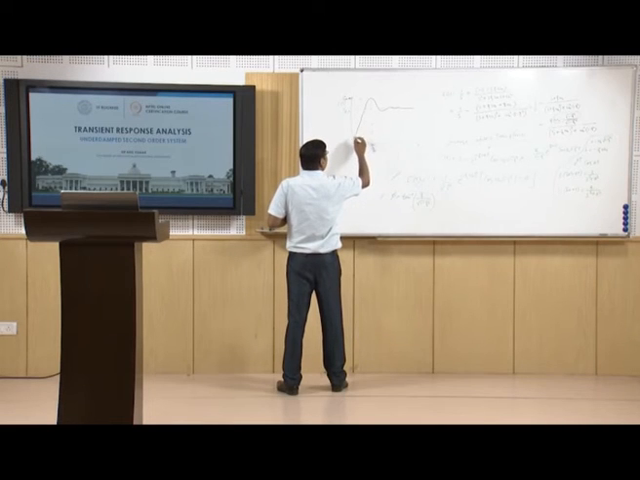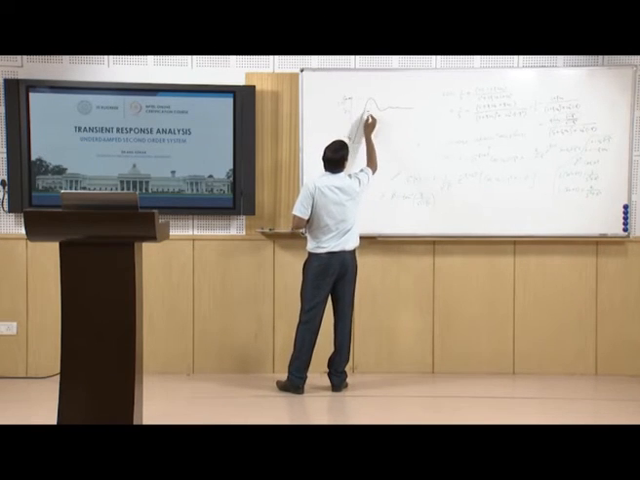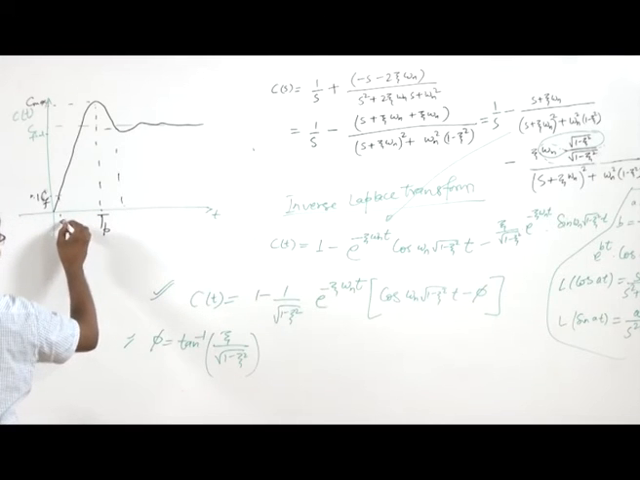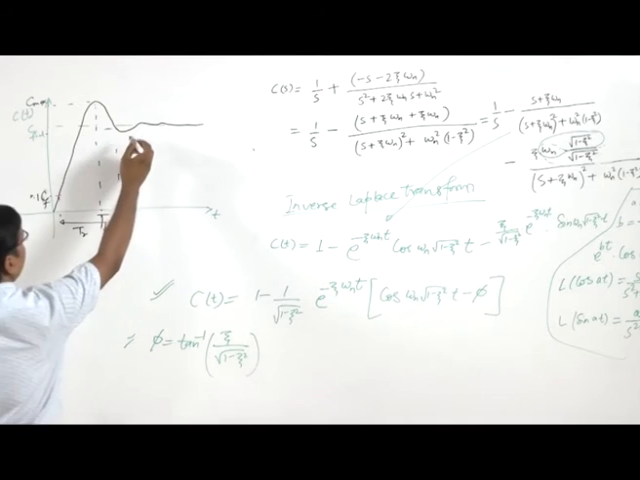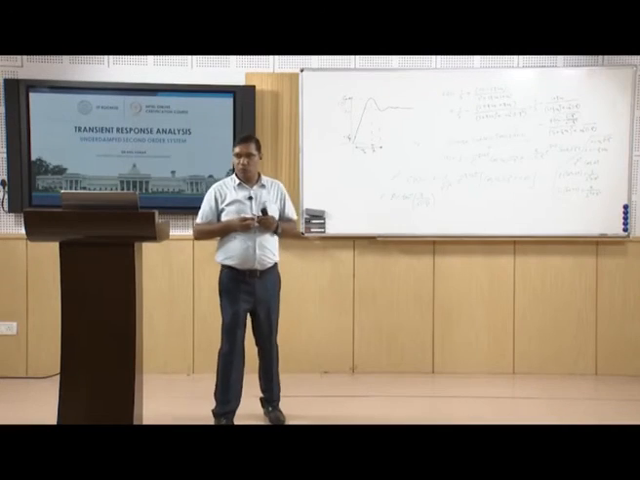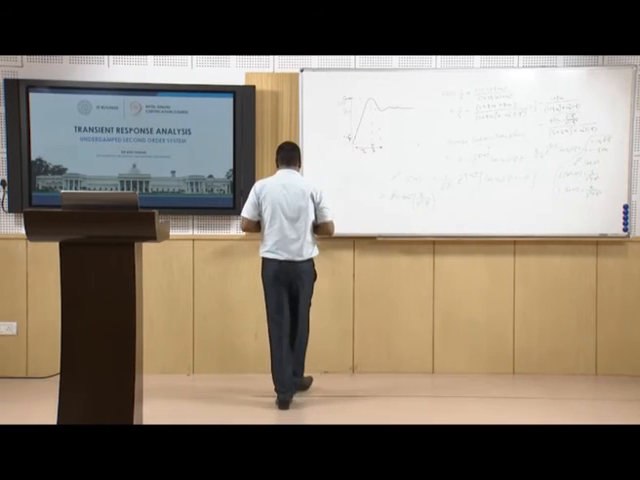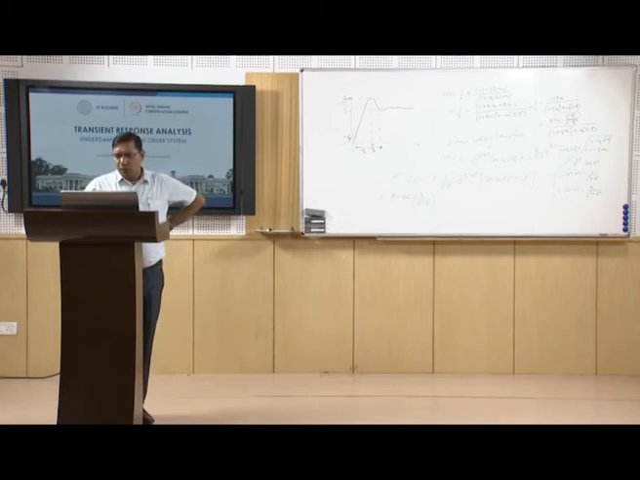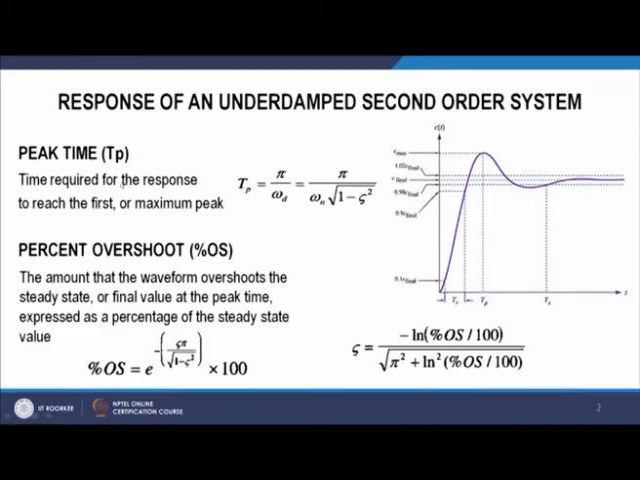Then here again, 0.1 of the final value C final to 0.9 of this C final is the rise time TR, and then there is the 2% settling time, when the response reaches within 2% of the final value and stays within that limit. So peak time is the time required for the response to reach the first or maximum peak. Here is the peak time, the time when this first or peak or maximum occurs.